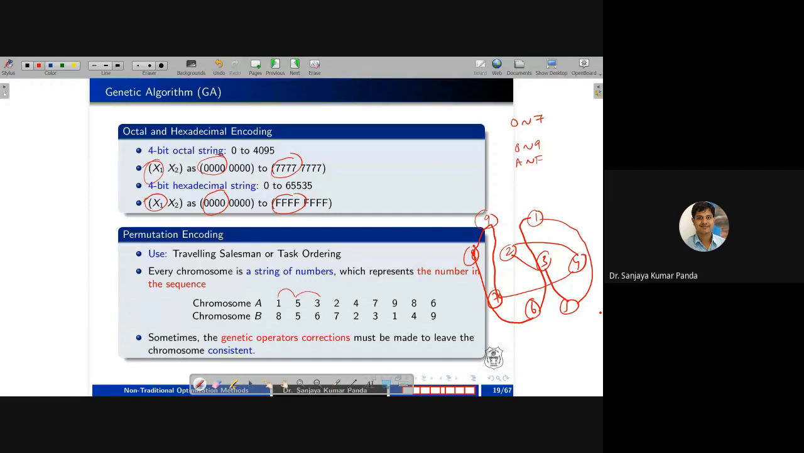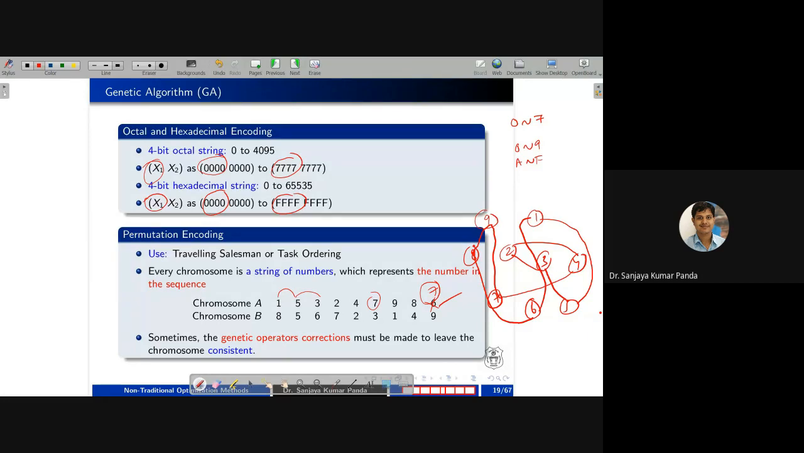So you can see in this particular solution all the cities are visited once, right? So it is a valid solution. But what happens if in place of this 6, suppose I put 7. So 7 is already visited, and again you want to visit 7. So it is an invalid chromosome.